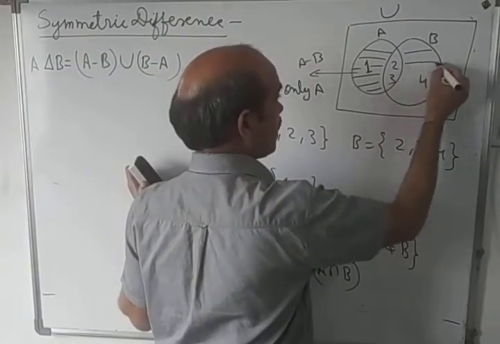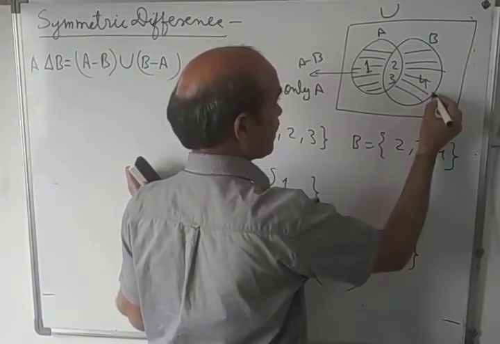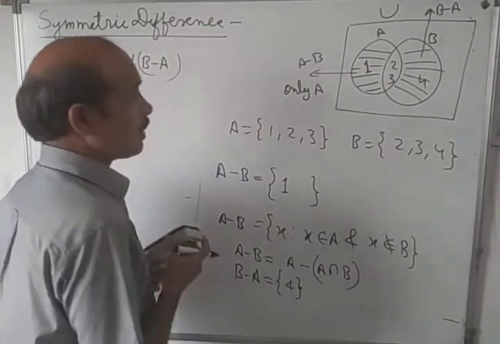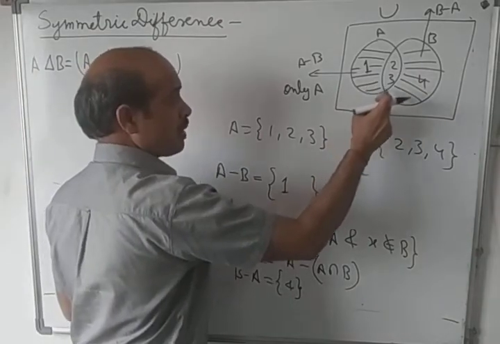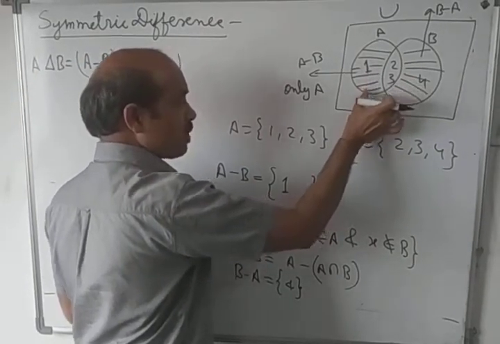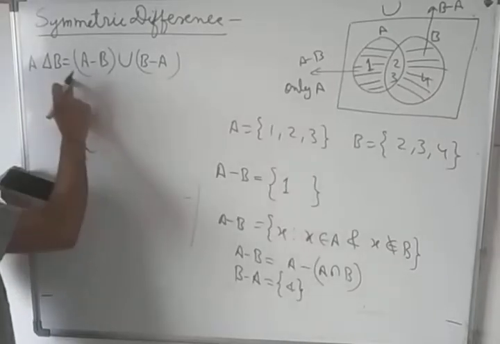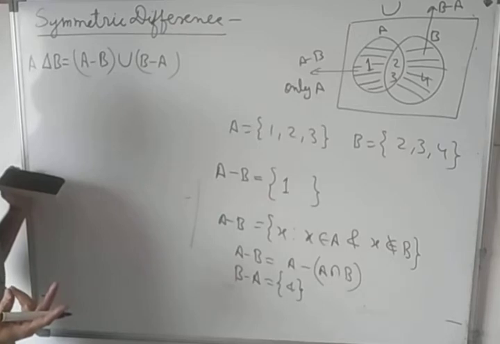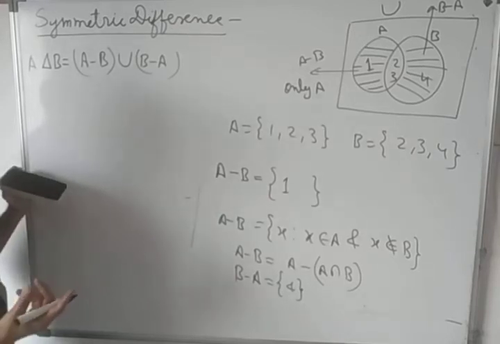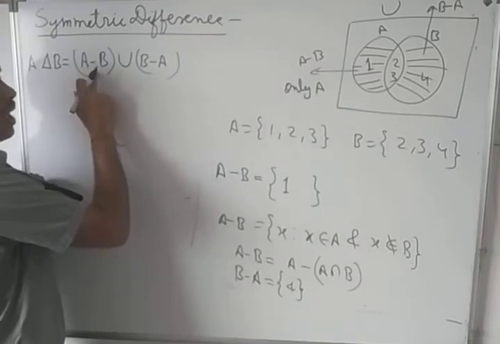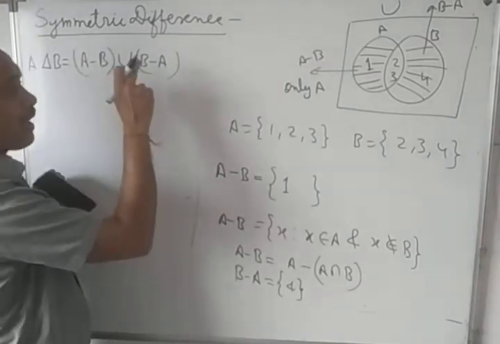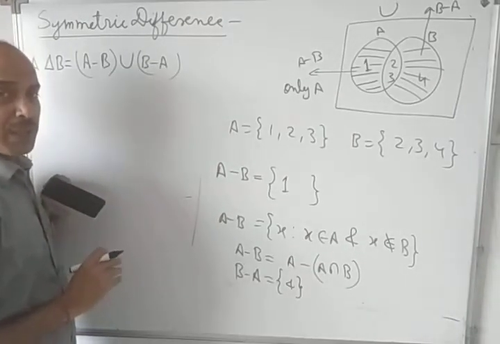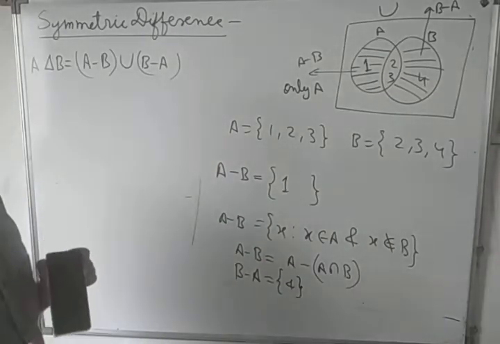This area is represented as B minus A. Now see, A minus B and B minus A, if you are making union of both, then it will be called as symmetric difference of A and B. Which are belonging to A only as well as belonging to B only. Okay, so that is symmetric difference.